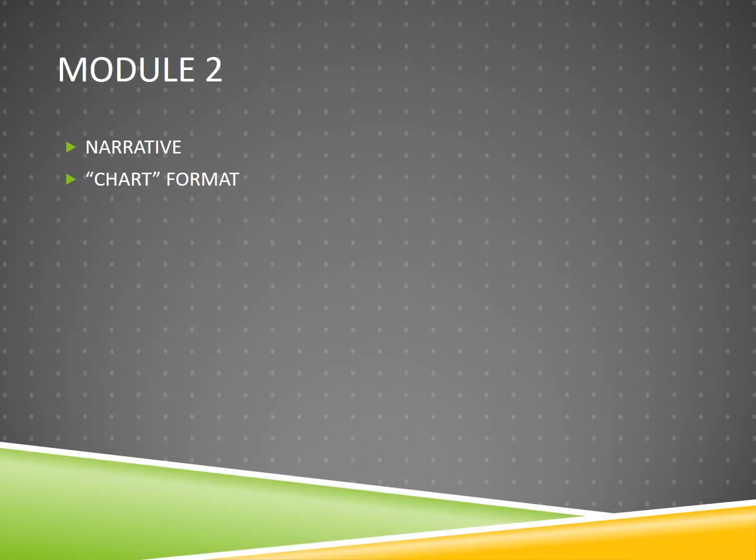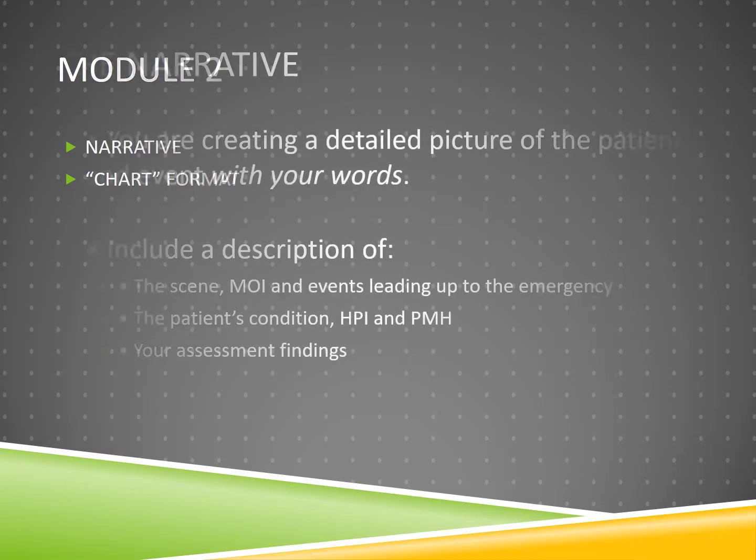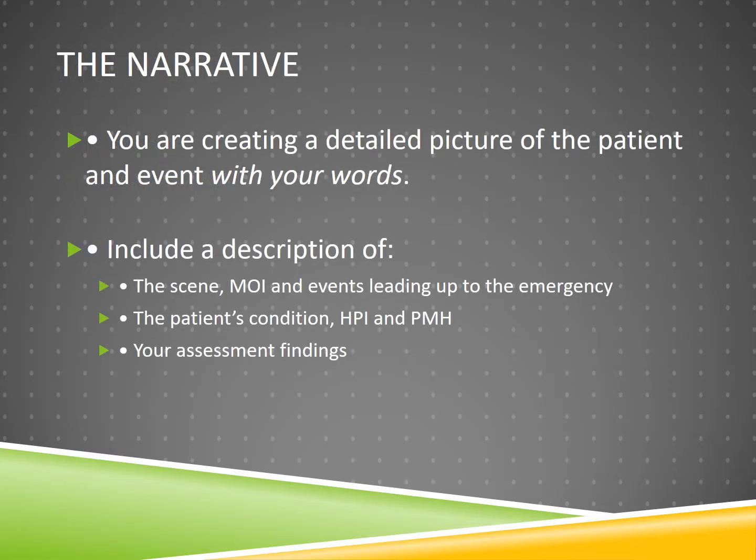Module 2 discusses the narrative and the chart format. The narrative. You are creating a detailed picture of the patient and event with your words. You should include a description of the scene, the mechanism of injury, and events leading up to the emergency, the patient's condition, the history of present illness, and the past medical history.